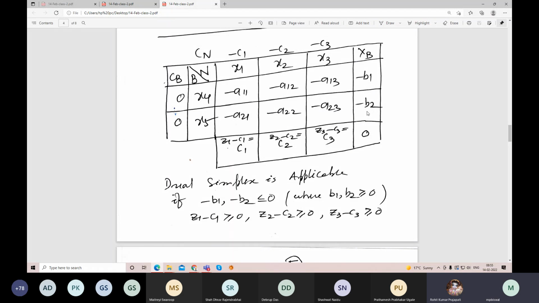Which one? Minus 50 or minus 60? Minus 60. Most negative, this value is on the right-hand side. Okay.